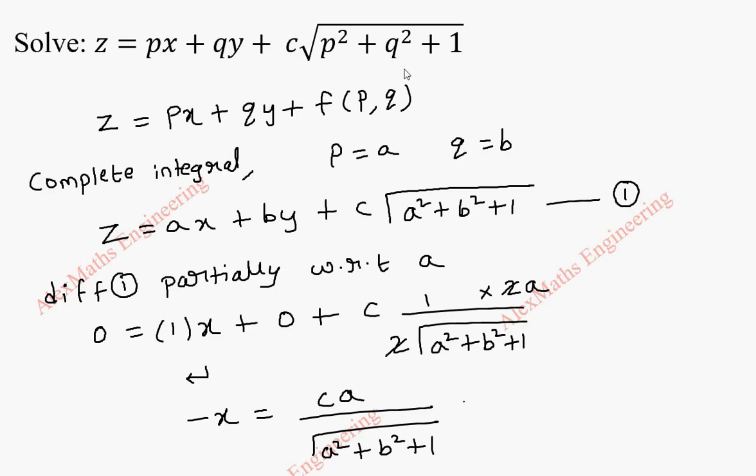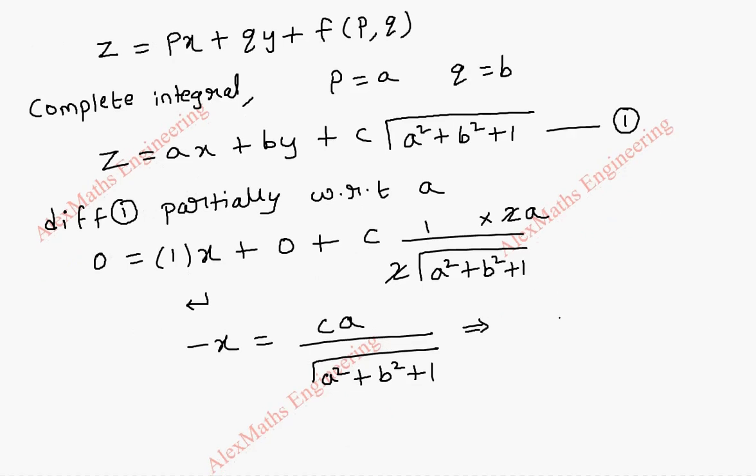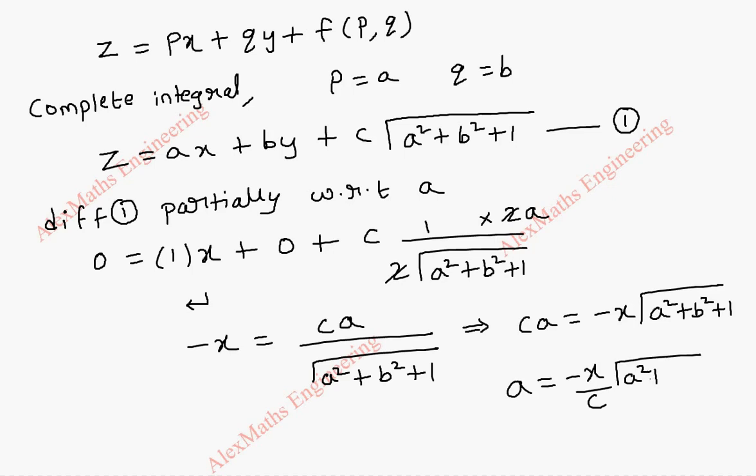Then by cross multiplication we can get the value of ca, which is minus x root a square plus b square plus 1, and a will be minus x by c root a square plus b square plus 1. We shall keep this as it is.